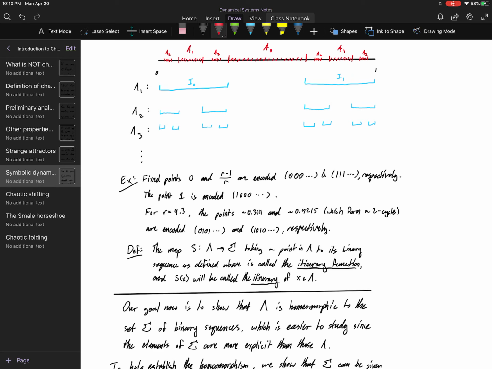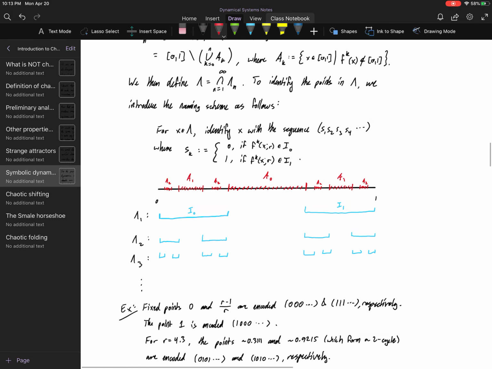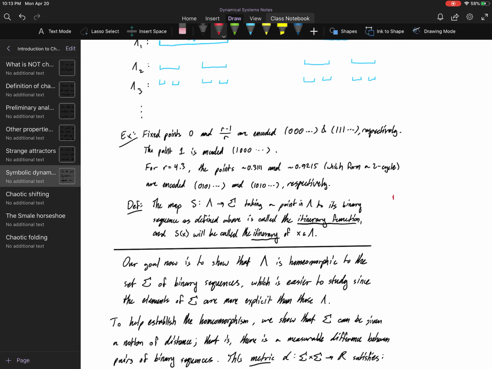You could call it the orbit, but technically, no, it's not the orbit, because that no longer lives in lambda. The orbit stays in lambda, but we are mapping lambda into sigma, which is going to be the set of binary sequences. So sigma equals the set of binary sequences. And binary sequences are just going to be zeros and ones, indexed starting at 0, and then going to a 1, a 2, a 3, a 4, all the way out to infinity.